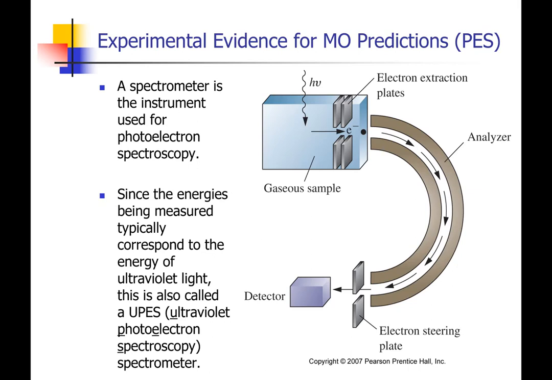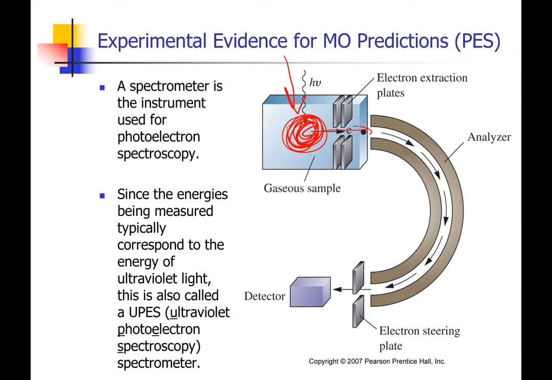This is the instrument that does that, or at least it's a schematic of it. And you can see, again, we have our sample in here, which has been vaporized to make it gaseous. Light comes in and hits it, ejects electrons, and so the electrons are going to come out. They will then get passed through the analytical system and over to the detector.